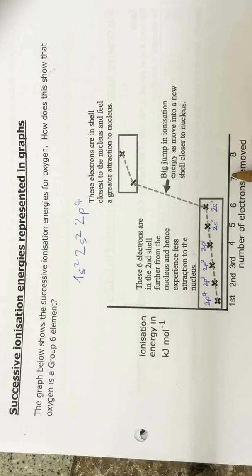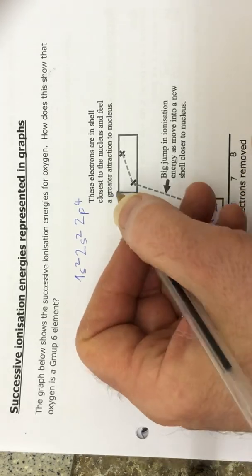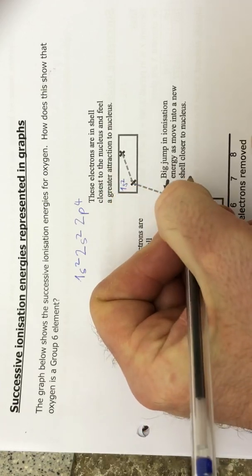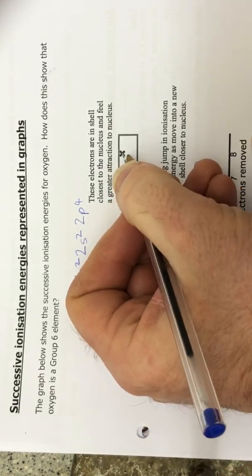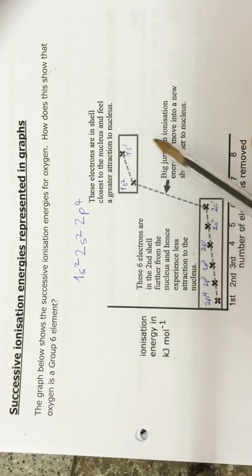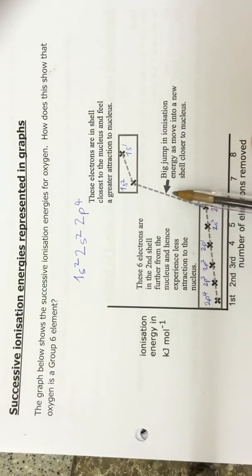Then when we come to take the 7th electron, that 7th electron is the 1s2, and then finally the 8th electron is the 1s1. So why is there a big jump?